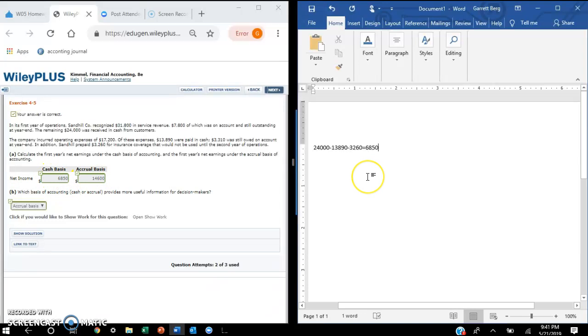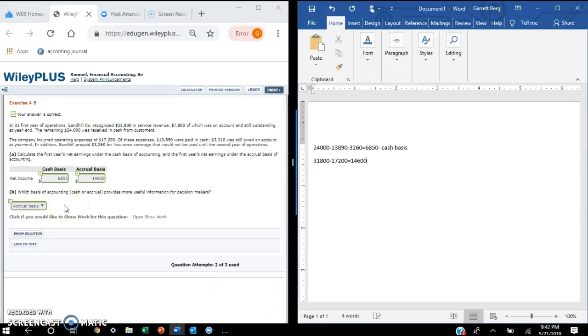And then for the accrual, we actually start with 31,800 for the service revenue, and we subtract the operating expenses of 17,200. There's no insurance expense on that one, so we just subtract the operating expenses, and it comes out to 14,600 for the accrual basis right here.